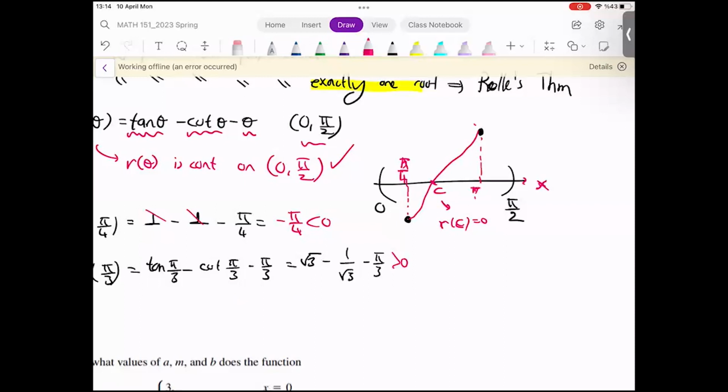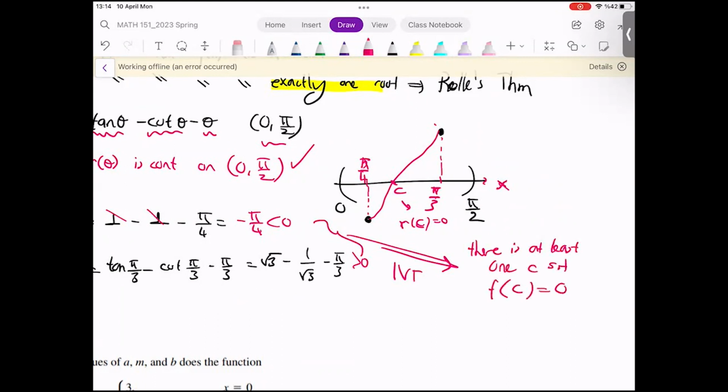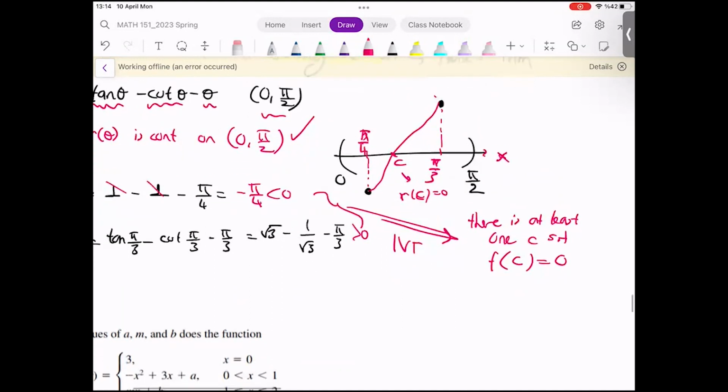So this angle was pi over 3. Now I am ready to use the conclusion of the intermediate value theorem. By IVT, the intermediate value theorem, there is at least one C such that f of C is 0. So that's it. We proved by the intermediate value theorem that there exists at least one root.